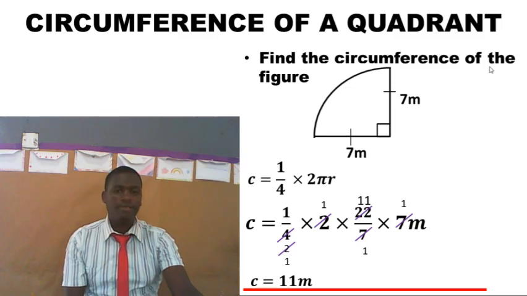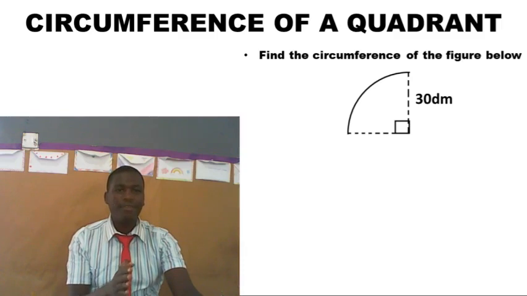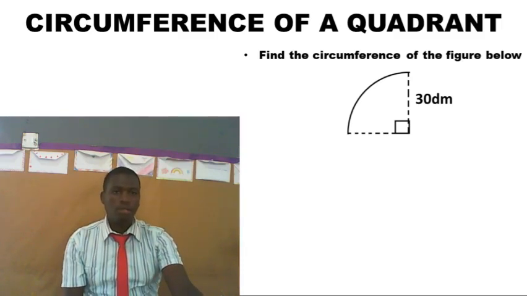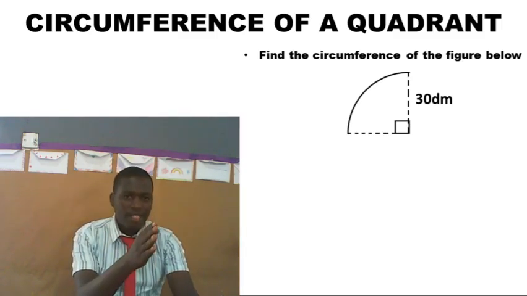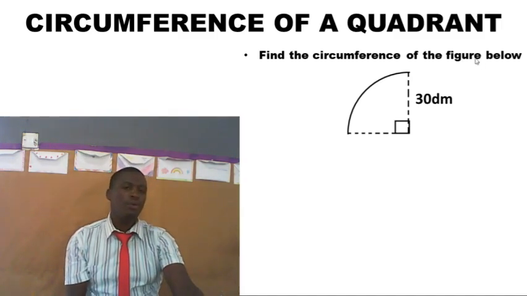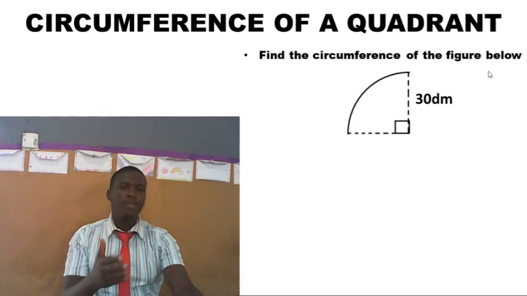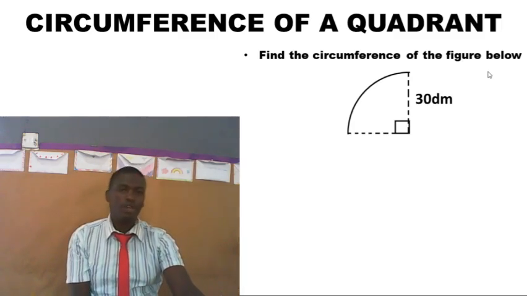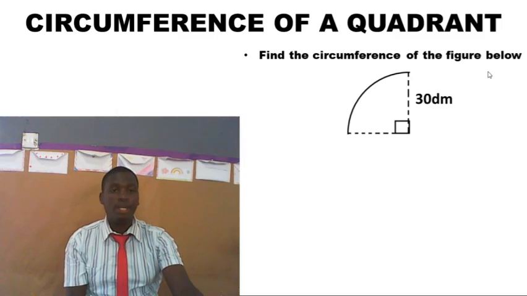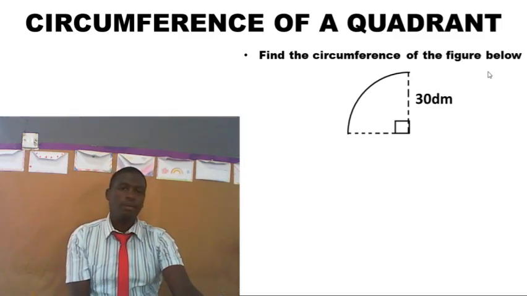Therefore, underline your answer very well, then you follow through. The next example is saying find the circumference of the figure, given the radius as 30 decimeters. Look at the figure. We have the circumference, and there are dotted lines here. There are terms we are going to look at. When dotted lines are given and you are asked to find a particular value, we always leave the dotted line. But the length of the arc or the circumference is always the same. But here we are finding the circumference.